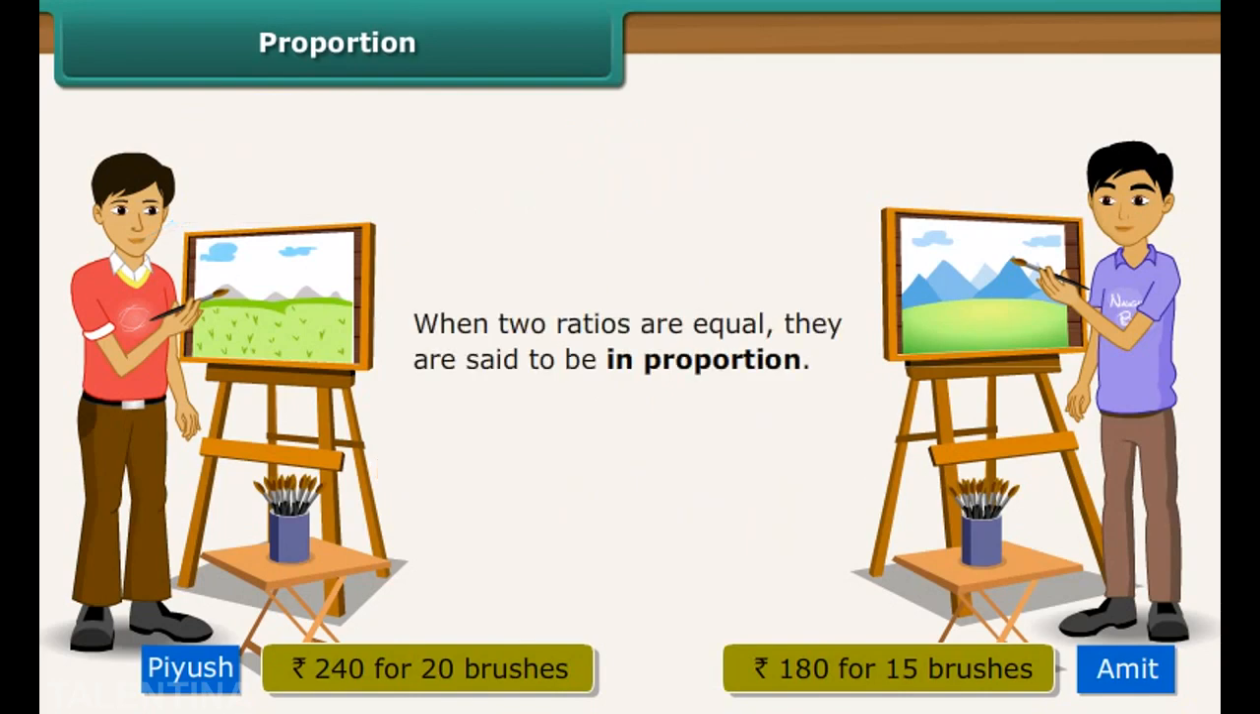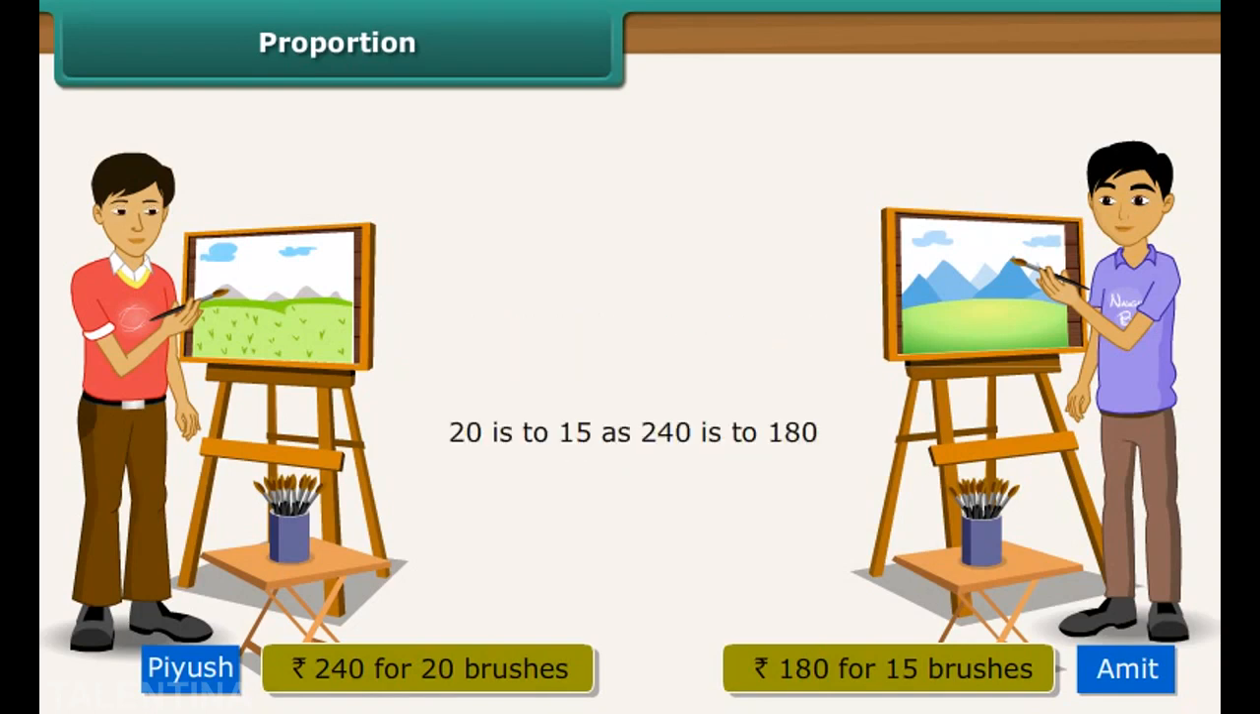When two ratios are equal, they are said to be in proportion. Ratios in proportion are represented as 20:15 :: 240:180. This is the symbol used to denote proportion. Ratios in proportion are read as 20 is to 15 as 240 is to 180. Each number used in a proportion is called a term. 20, 15, 240 and 180 are terms.